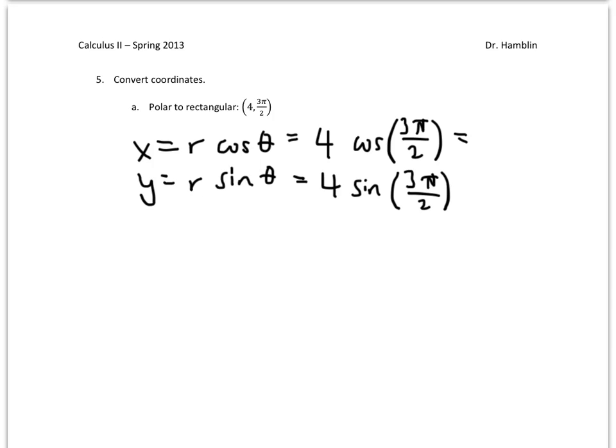The cosine of 3 pi over 2 works out to be 0, and the sine of 3 pi over 2 works out to be negative 4, and so the coordinates we're looking for are 0, negative 4.